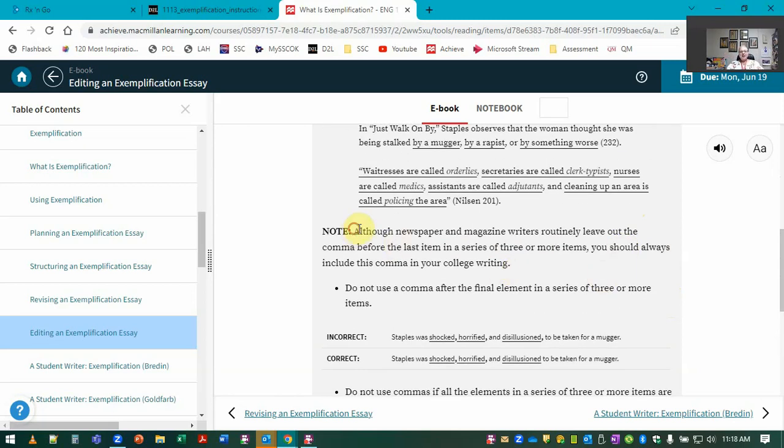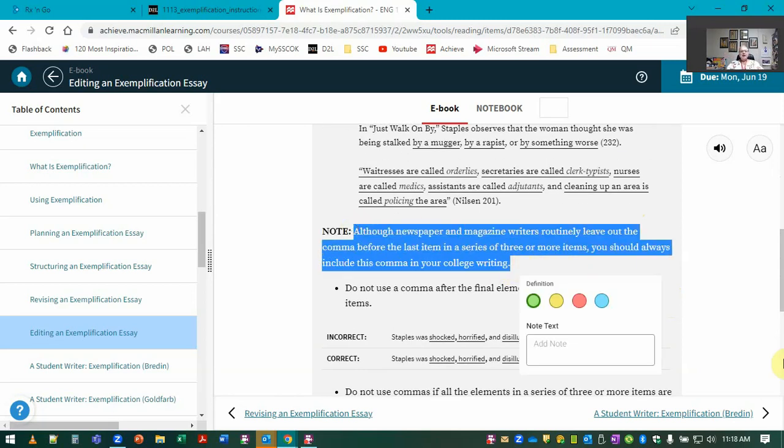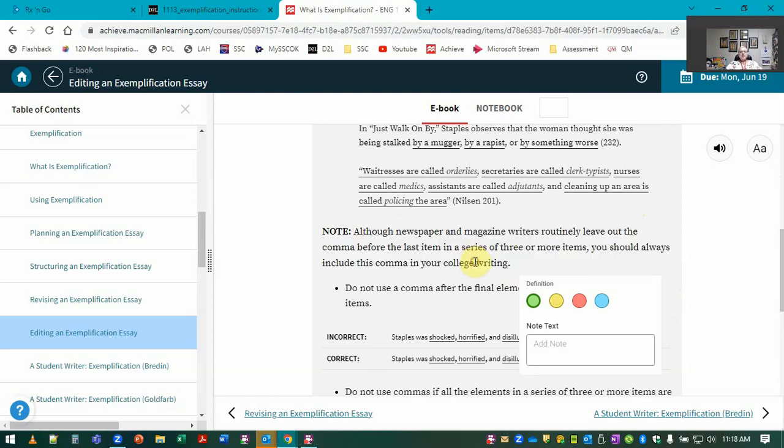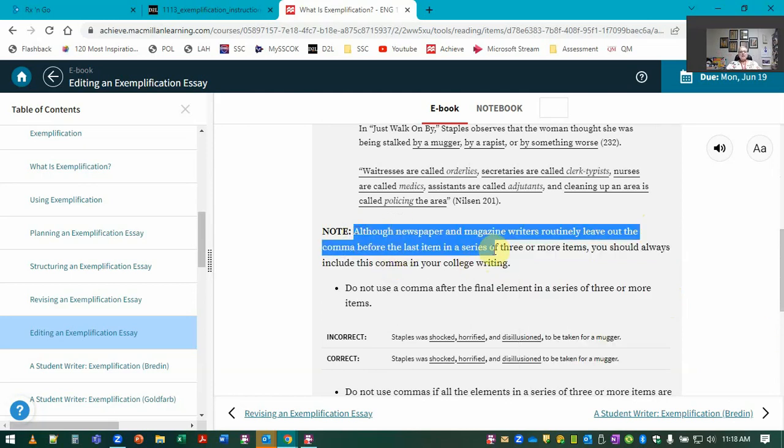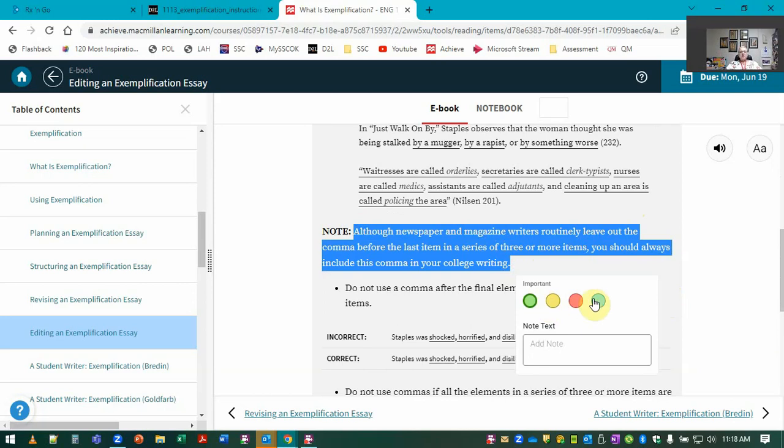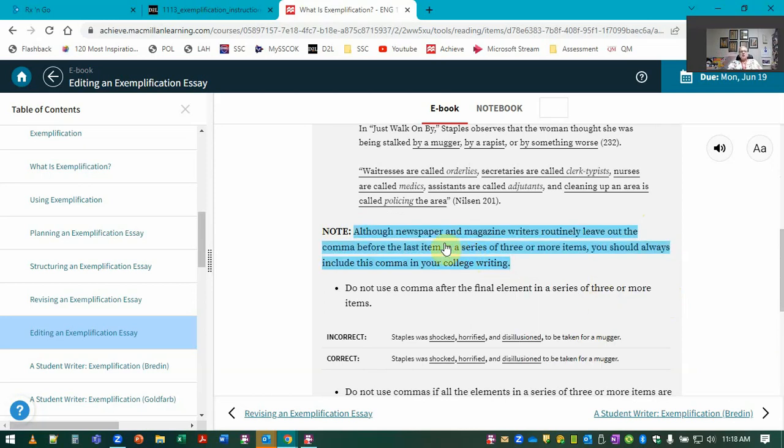So again, right here, it says, "Although newspaper and magazine writers routinely leave out the comma before the last item of a series of three or more items, you should always include the comma in your college writing." I would say that's probably a good thing, but again, it just depends on the teacher. Some teachers don't mind, some teachers do. So technically it is correct, but there is a lot of controversy about that. Again, I guess you could just say, make sure that you know what your teacher prefers.